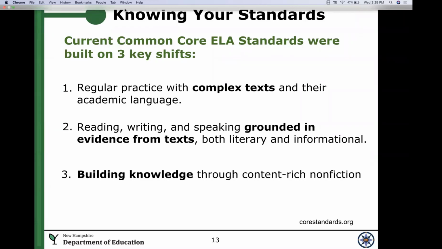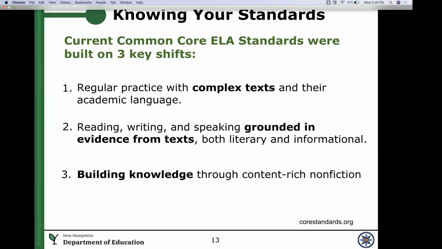The reading, writing, and speaking is grounded in evidence from texts, both literary and informational. So students really have to focus on the ability to read carefully and grasp information, arguments, ideas, and details based on a given text. Students must be able to analyze and synthesize what they're reading in order to present text-based claims, which they can then elaborate upon.